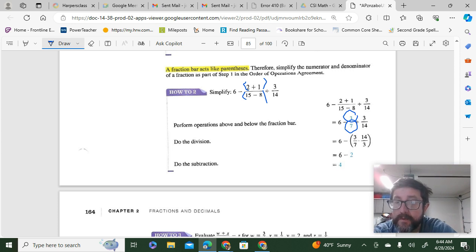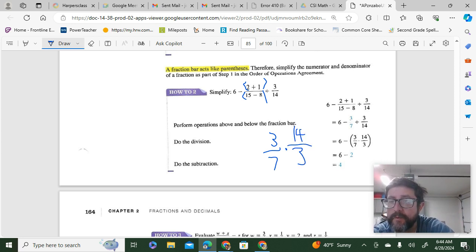So next we go. I'm gonna erase this. I'm not showing it. Okay, so now we're taking 3/7 divided by 3/14. So we're gonna over here write 3/7 times 14 over 3, multiplied by the reciprocal. These two will both go to 1.